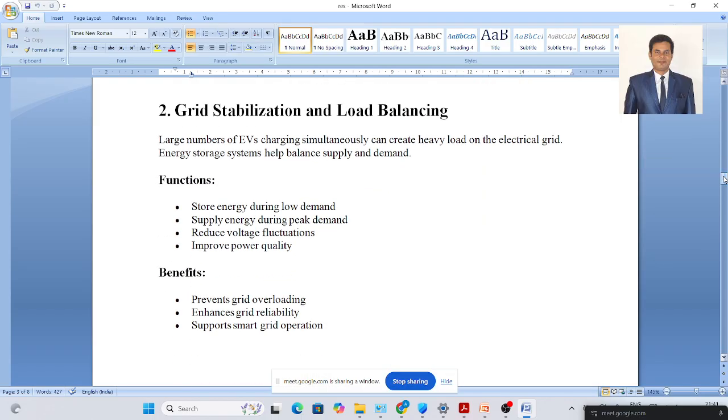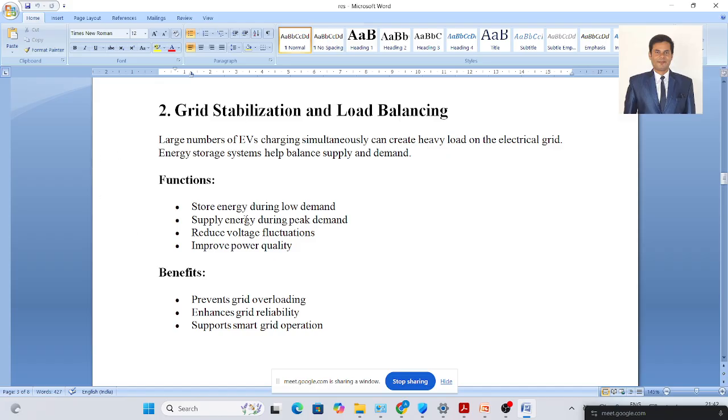So for grid stabilization, we have a large number of EV chargers charging simultaneously, which can create a heavy load on the electrical grids, right? To keep the grid stable, we have to do load balancing. For that redundancy, we have to balance the supply and demand. That is what we discussed in the very first class, right?